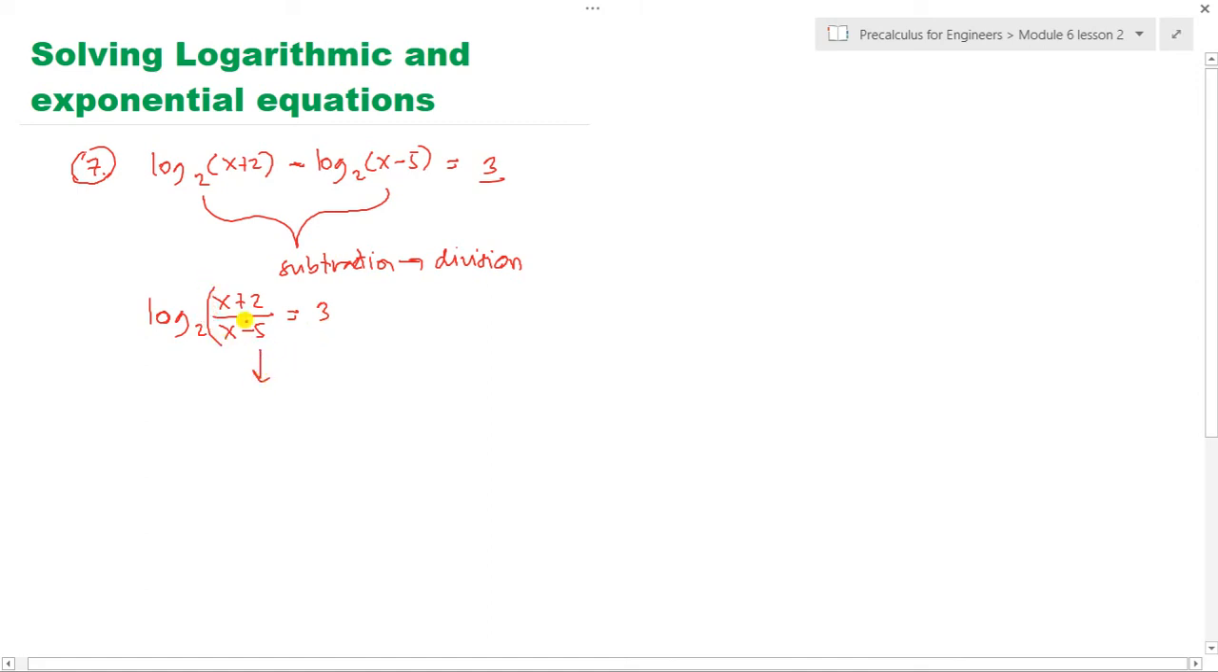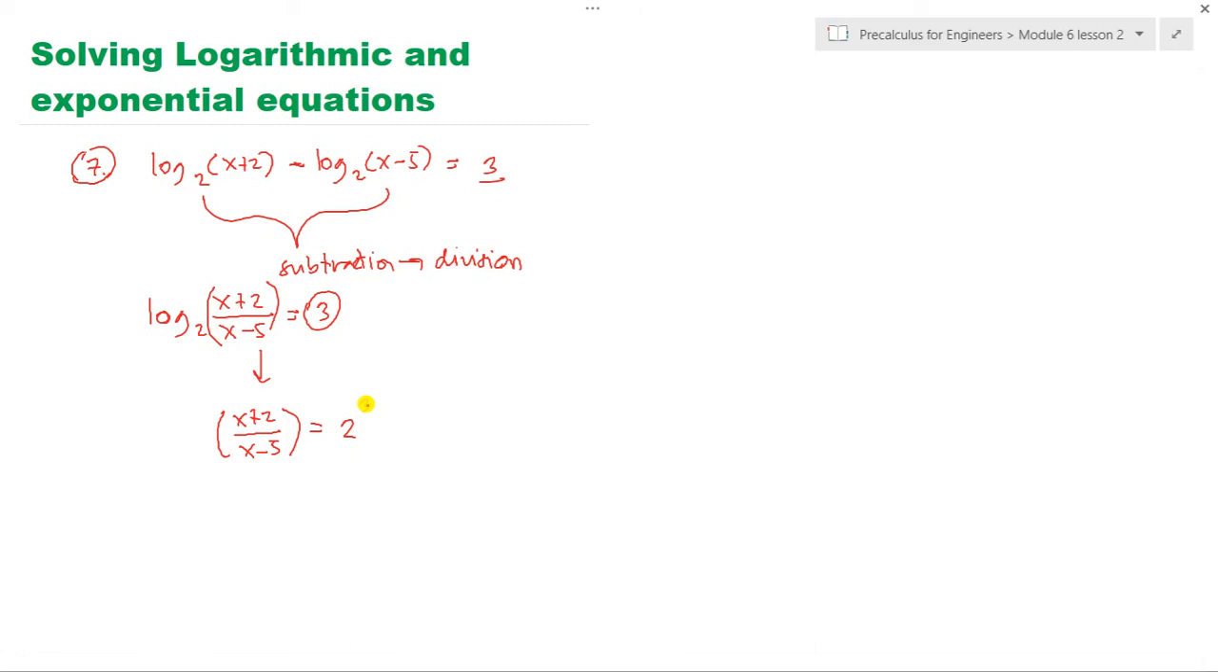Now you can proceed to the exponential form. So x plus 2 over x minus 5, the resulting number or expression, is equal to the base, 2, raised to the answer of the logarithm as the exponent, that is 2 raised to the power of 3. The answer of the logarithm always becomes the exponent of your base. So 2 cubed is equal to 8. Having cross multiplication, we have 8x minus 8 times 5, which is 40, is equal to x plus 2.